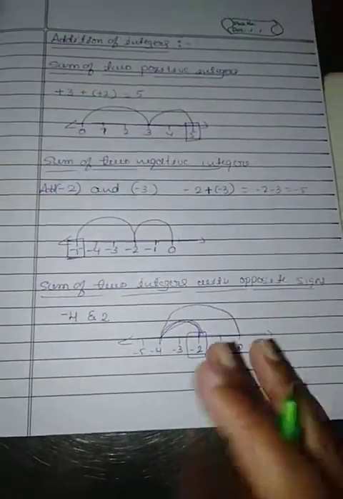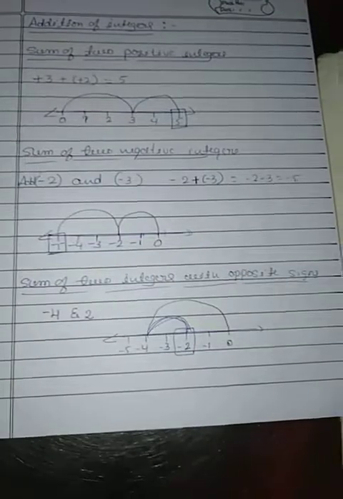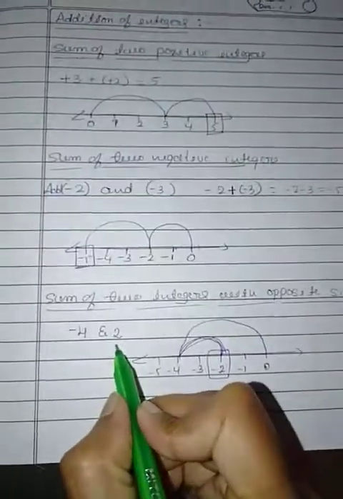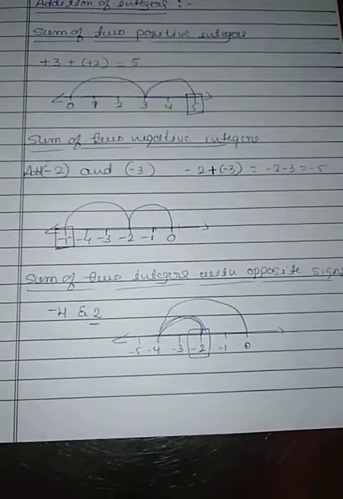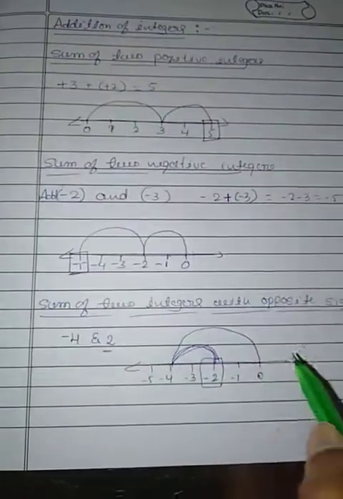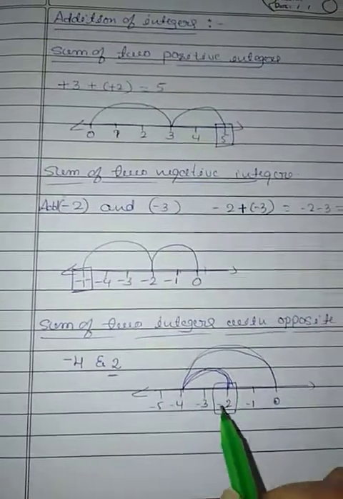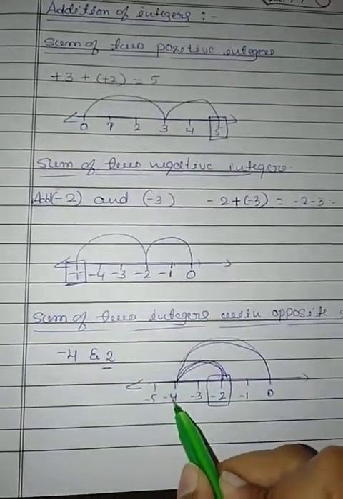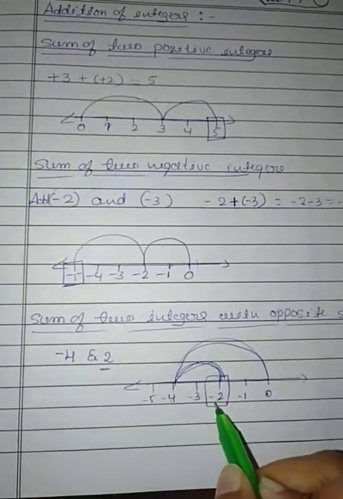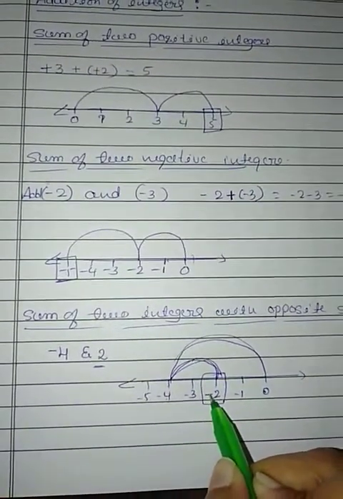Okay, so why am I moving in the forward direction here? Because there is a plus 2. So we move in the forward direction. Okay, so first the minus 4 is in backward direction and plus 2 is in forward direction. So from minus 4 we move in forward direction. So we get minus 2.